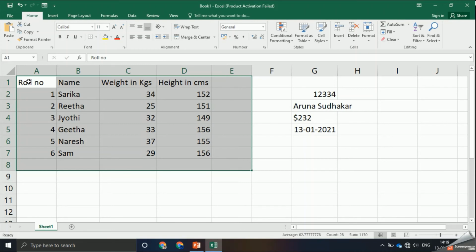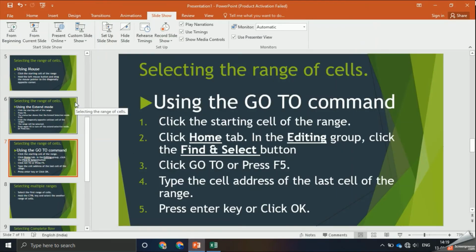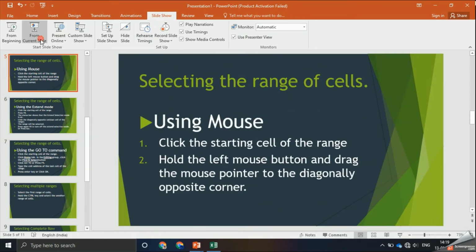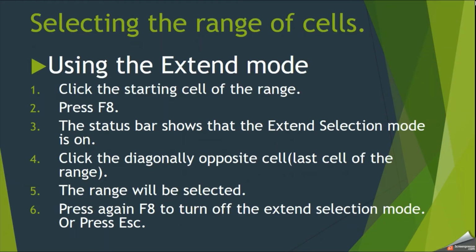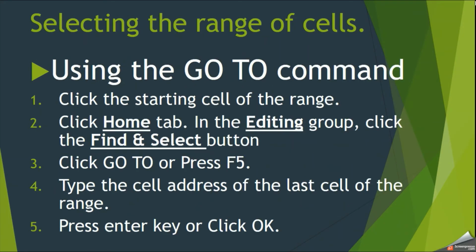Tell me children, what are the 4 different ways we learned to select a range of cells? One, by using the mouse, the second one by using the extend selection, the third one by using the Go To command, and the fourth one by using the keyboard. So till now it is clear how to select the range of cells.